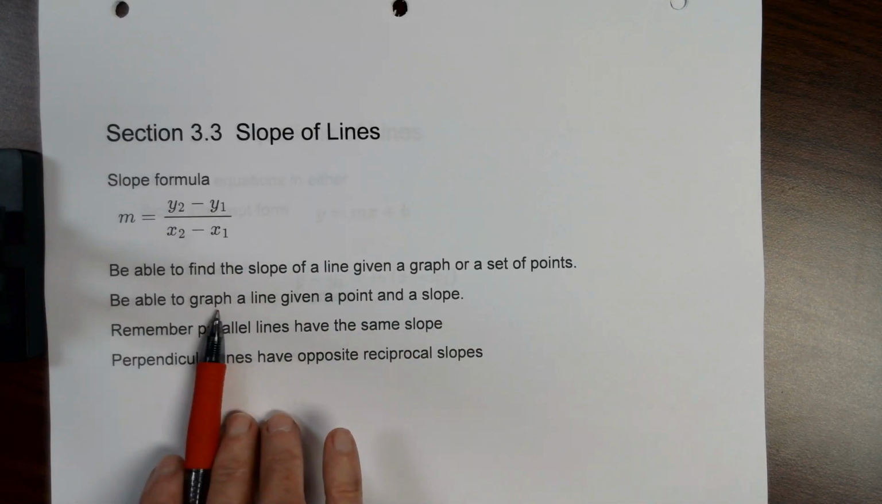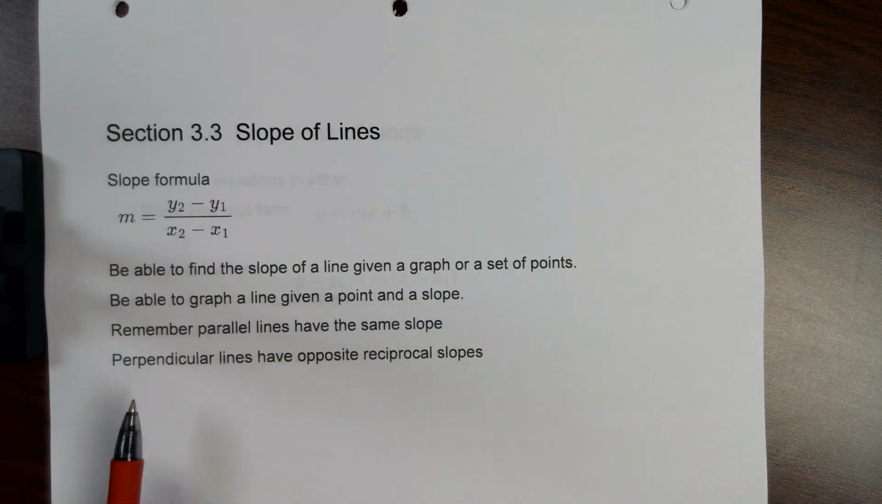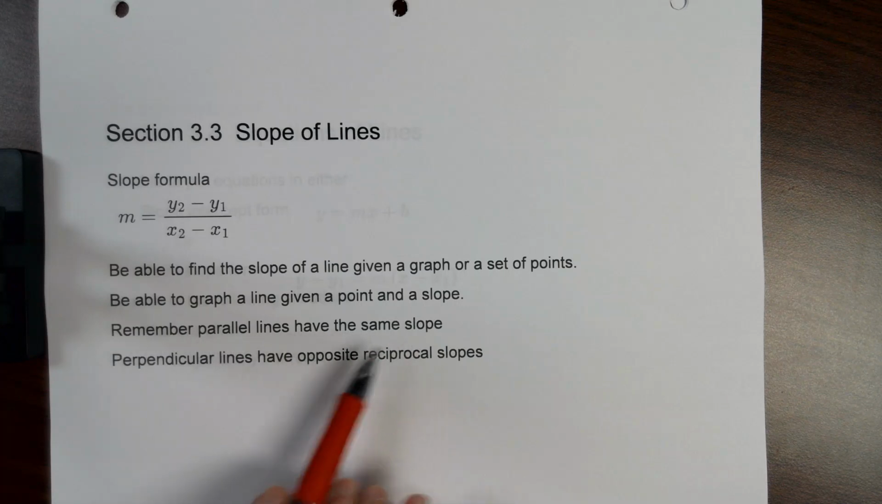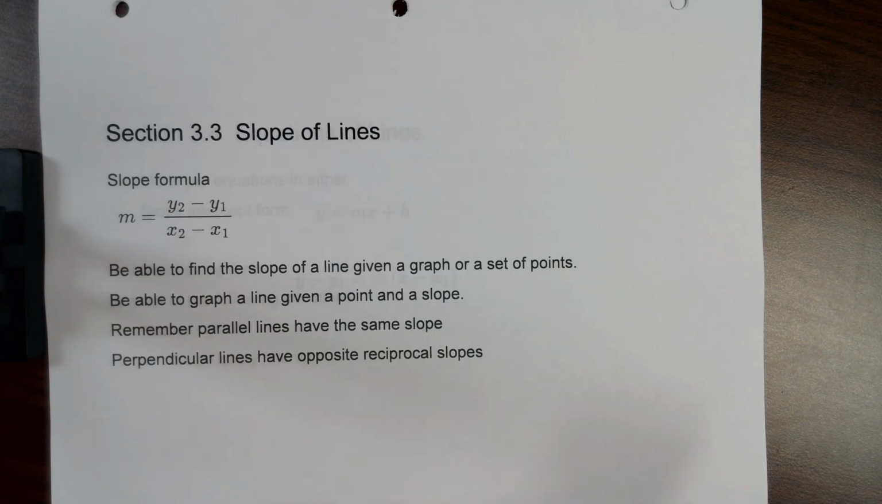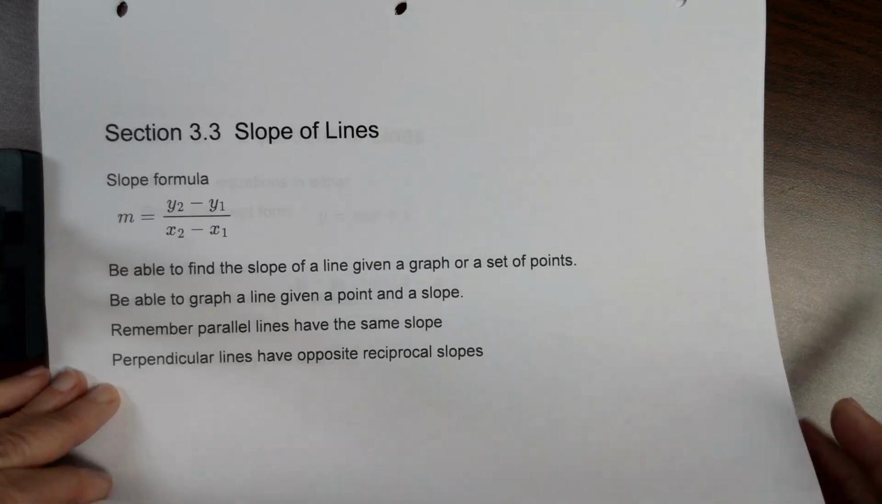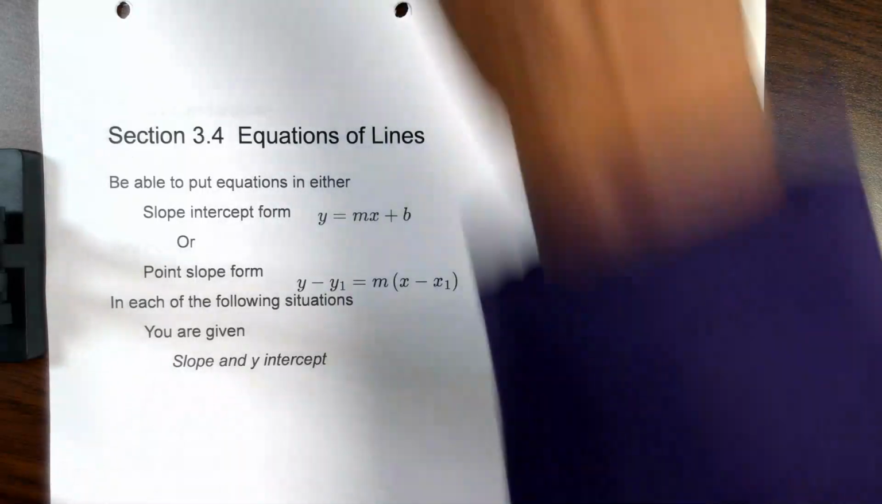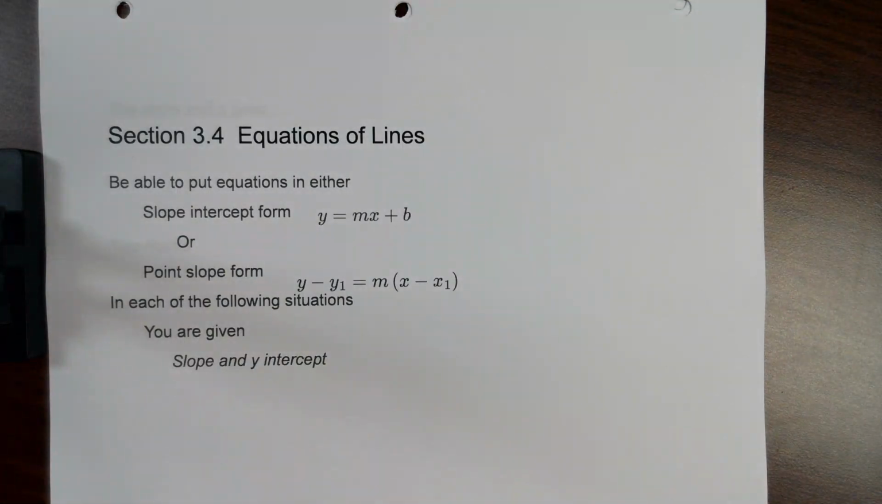You should be able to graph a line given a point and a slope. These are all things you're going to practice on your homework. Remember that parallel lines have the same slope and perpendicular lines have opposite reciprocal slopes. All important information for this chapter. So now we're going to work on coming up with equations of a line for different scenarios.